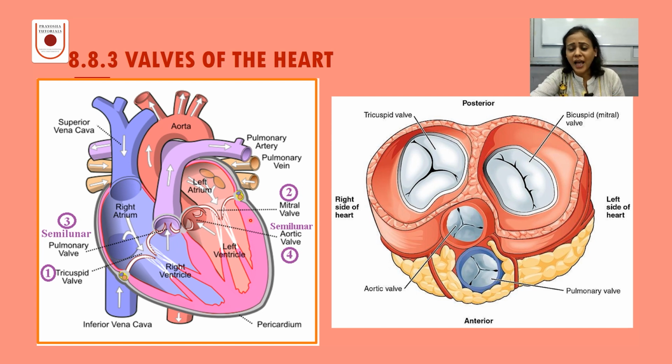Now here we have a top view of the four valves: tricuspid and bicuspid, the bigger ones, which are called the atrioventricular valves, and the two semilunar valves. The shape of them is like a half moon. That is why they are called semilunar valves.